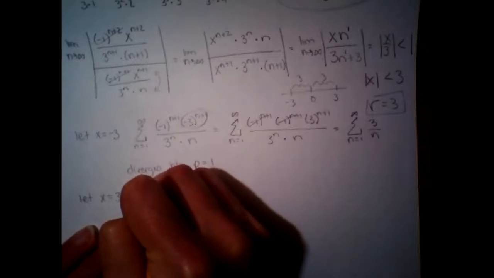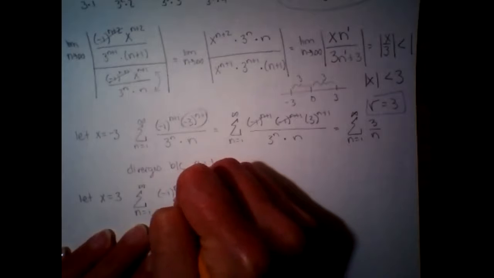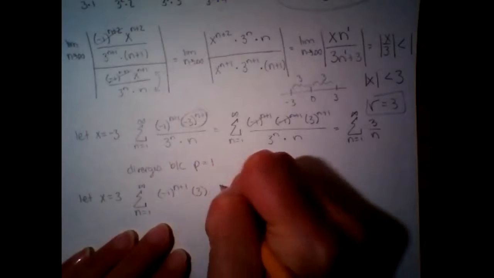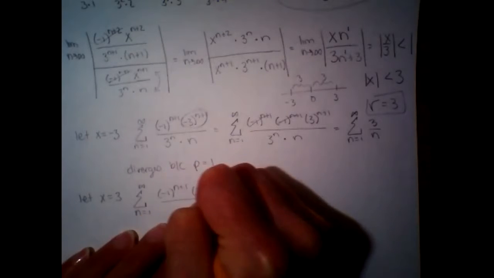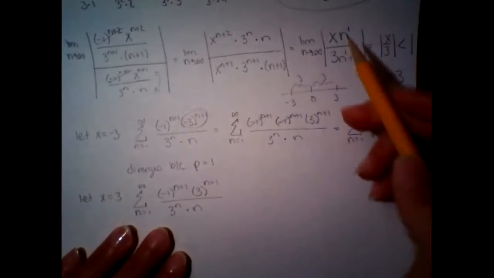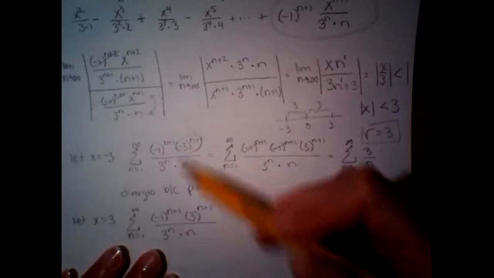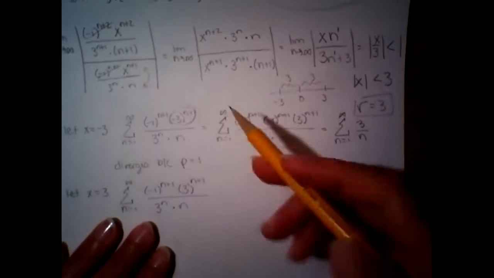So I'm going to set this up again. Our series is from 1 to infinity, we have -1 to the n plus 1, this time it's just 3 to the n plus 1. And again, I'm using this part that I had back here in part A. It's the same thing as here, it's the same thing as there. I'm just plugging in 3.